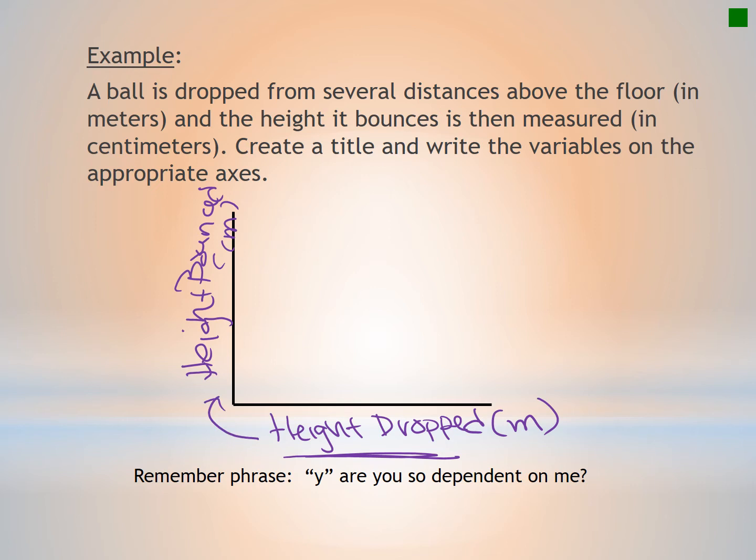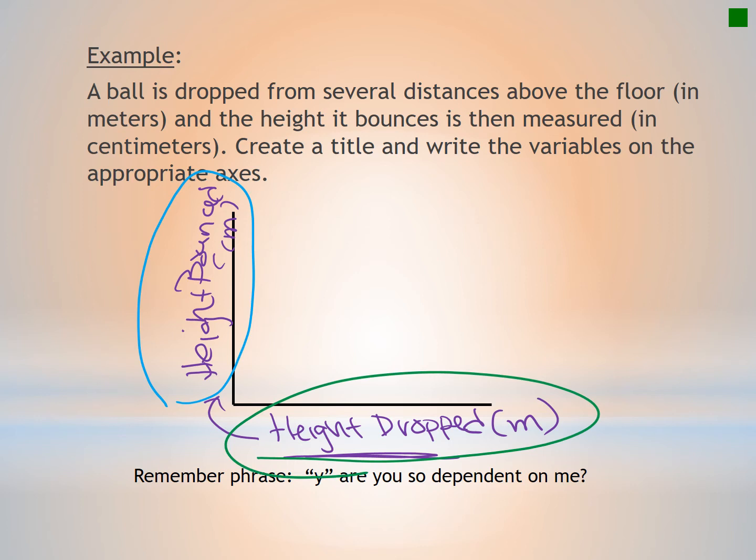Okay, and so now you have to create a title and write the variables on the appropriate axes. We already did the variables, so now we're going to do the title. We always read left to right in English, same way we do in science, but it is always the dependent variable, which is this guy, versus your independent variable, which is this guy. So I'm going to write height bounced versus height dropped.